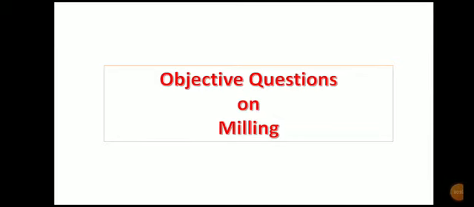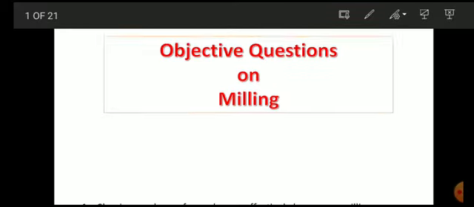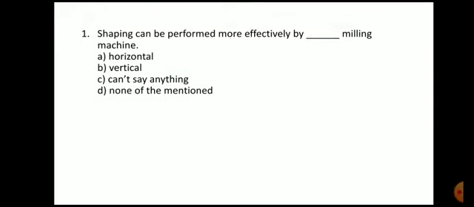In this video, we will discuss objective questions on milling machine. So the very first question: shaping can be performed more effectively by blank milling machine. Horizontal, vertical, can't say anything, none of the mentioned. The answer is vertical milling machine. So the shaping can be performed more effectively by vertical milling machine.